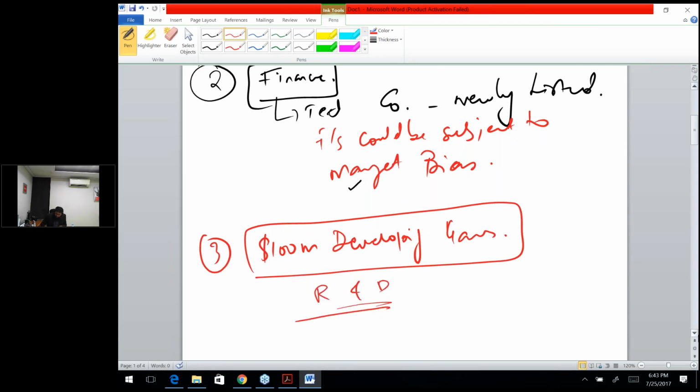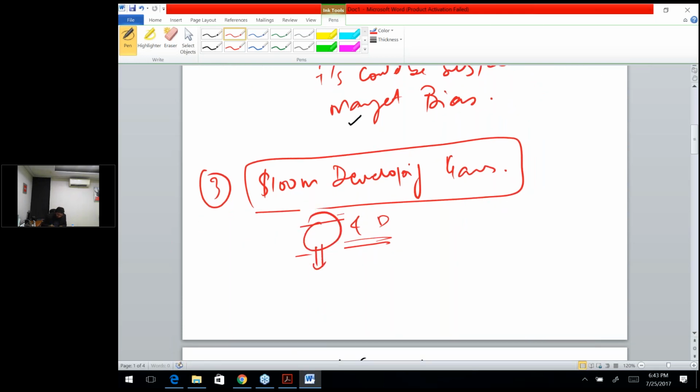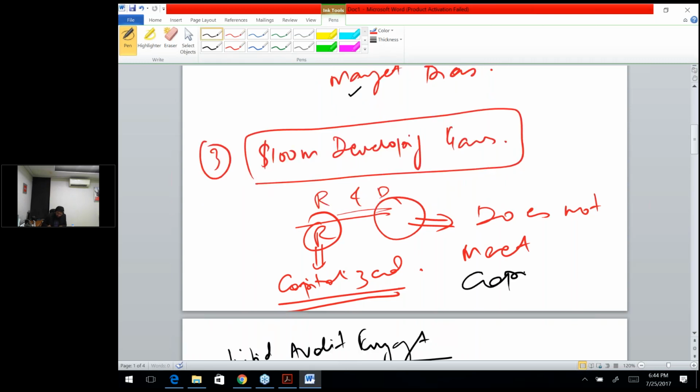So now I did mention the risk pertaining to it. One of the risks is that the research cost might have been capitalized. That's one of the risks. And another risk is that development expenditure does not meet the capitalization criteria. That's also one of the risks.